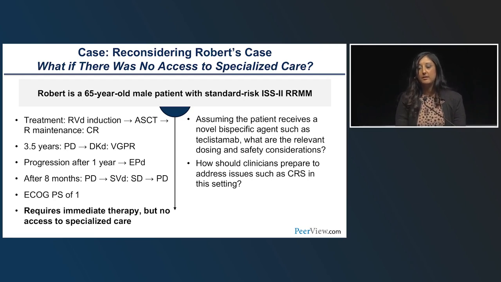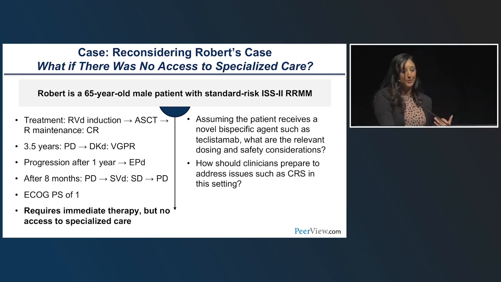So again, he had RVD induction, transplant, had a CR, 3.5 years later had progression, went on to Dara-CAR-Dex, got a VGPR, progressed after 1 year, EPD after 8 months, bortezomib Dex, had stable disease, and then still has ECOG performance status of 1, but now requires immediate therapy. He's got disease everywhere, and also doesn't have access to specialized care. So, Dr. Lonial, assuming the patient can get a novel bispecific, such as teclistamab, what are the relevant dosing and safety considerations that you think about for patients getting bispecific therapy?